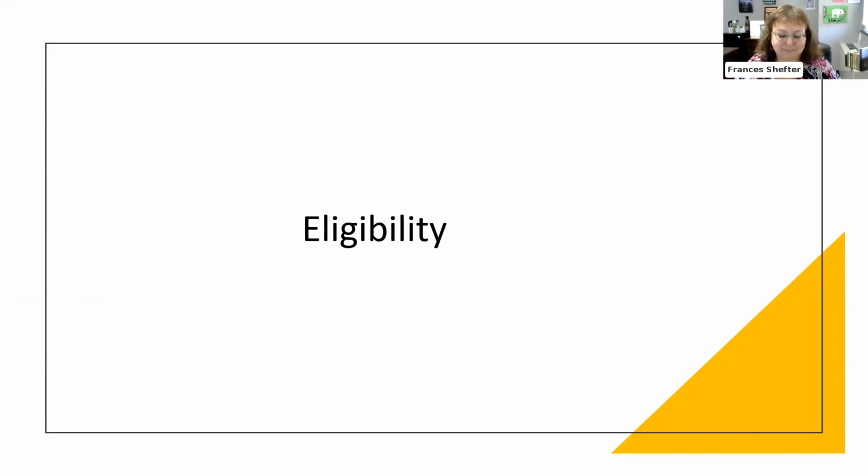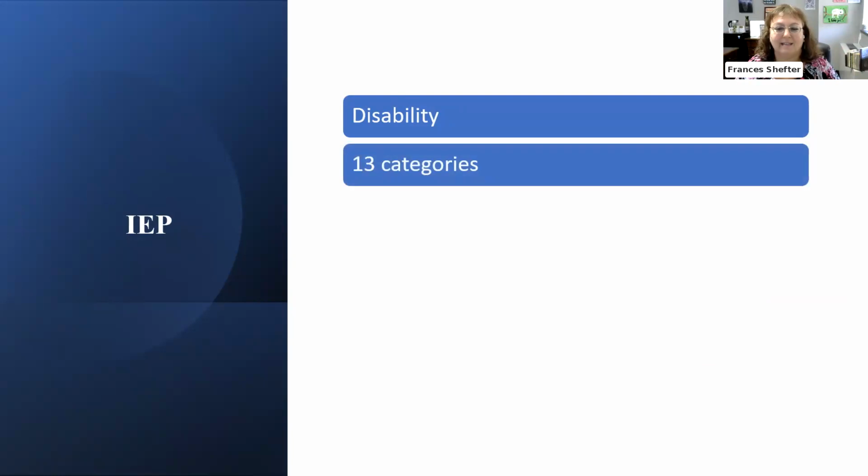So eligibility. This is the biggest thing: how do you get eligible and what's the difference? With an IEP, you have to have a disability. The difference between the IEP and the 504 plan is that for an IEP, the disability has to fall into one of 13 categories, which are autism, deafblindness, deafness, emotional disturbance, hearing impairment, intellectual disability, multiple disabilities, orthopedic impairment, other health impairment, specific learning disability, speech or language impairment, traumatic brain injury, or visual impairment.